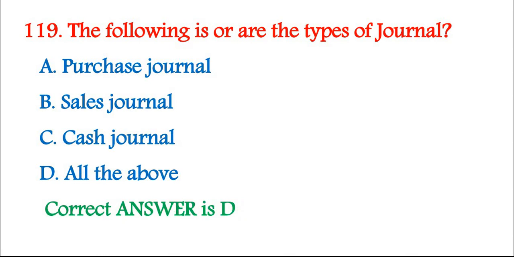119. The following is or are the types of journal. A. Purchase journal. B. Sales journal. C. Cash journal. D. All the above. Correct answer is D.